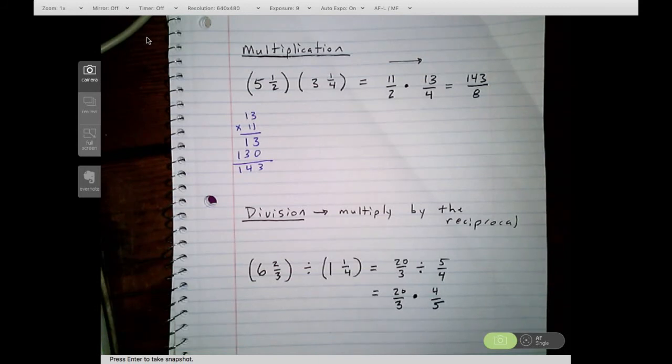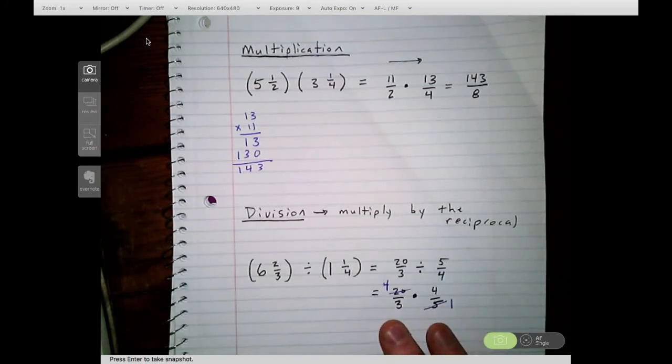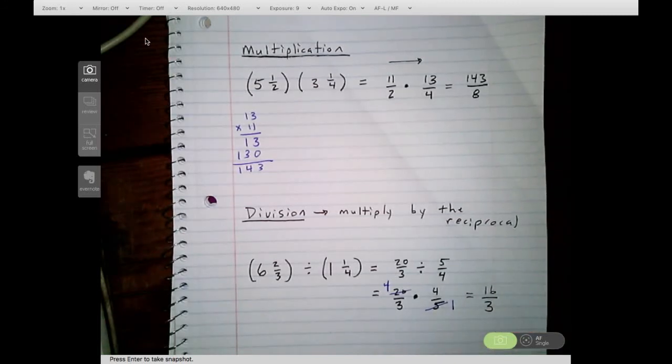So you may notice now that I can actually do a little bit of canceling because 5 goes into 20 four times. So 5 goes into 5 once and into 20 four times. Again, I much prefer canceling now than trying to reduce it at the end, especially with problems like this because the numbers start to get big and then they get a little bit tricky. So 4 times 4 is 16 over 3 times 1, which is 3, and we're done, 16/3.